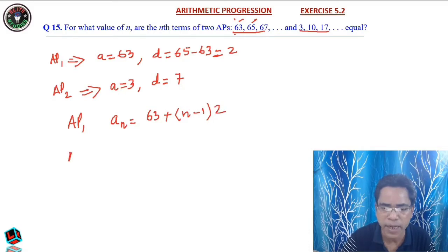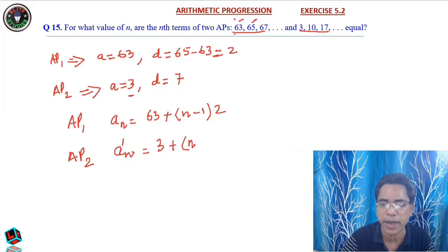Similarly, in AP2, its nth term, let it be a dash n, will be equal to what? It will be 3, since a is 3 here, plus n minus 1, and d is 7. Now, according to the question, a n is equal to a dash n. We need to find for which value of n these two are equal.